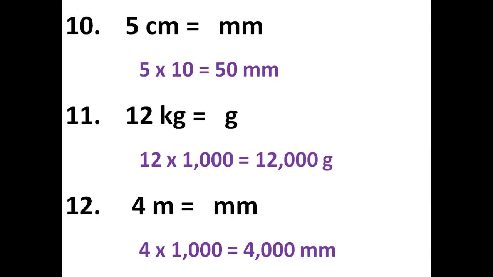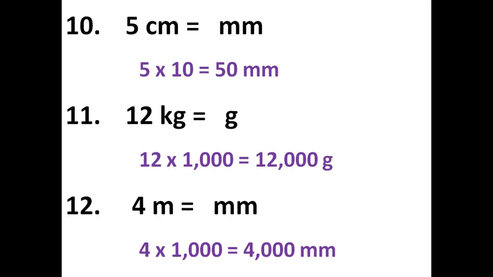In number 10, 5 centimeter is equal to dash millimeter. Mm for millimeter. 1 centimeter is equal to 10 millimeters, right? So 5 centimeter is equal to 5 multiplied by 10 is 50 millimeters. 11. 12 kg is equal to dash gram. You know that 1 kg is equal to 1000 gram. 12 kg is equal to 12 multiplied by 1000 is 12,000 gram, right?